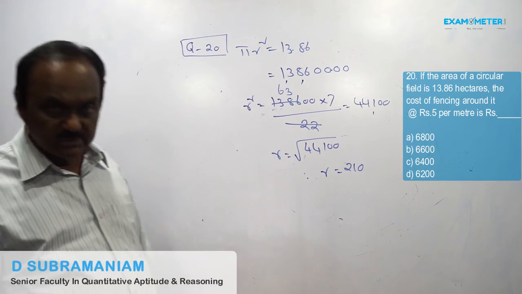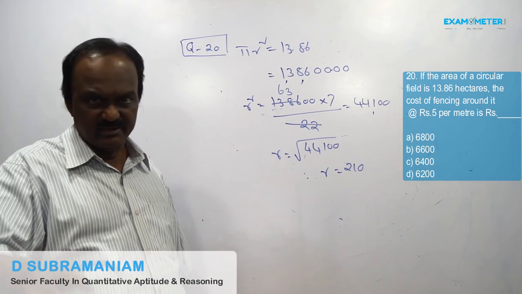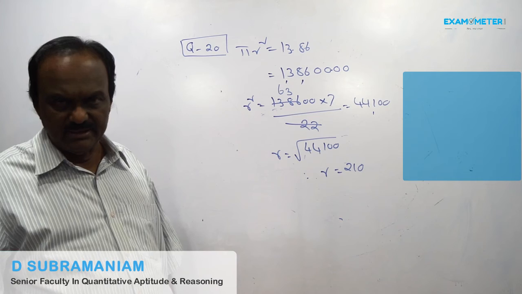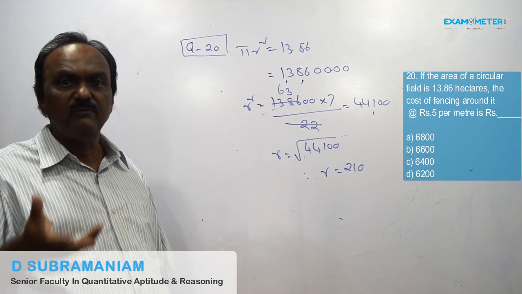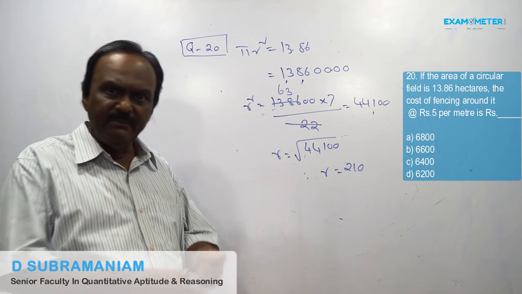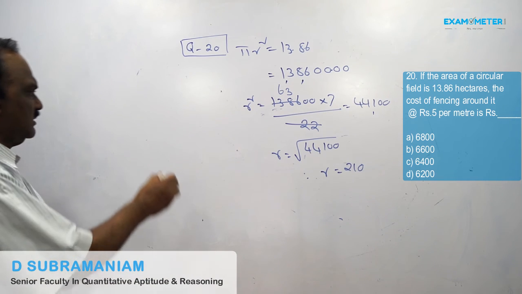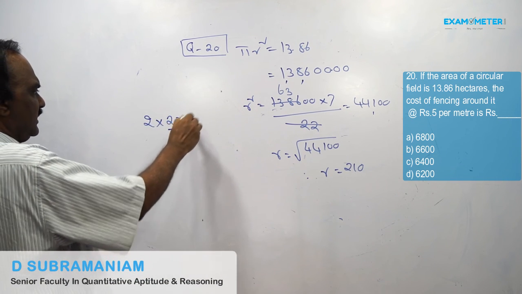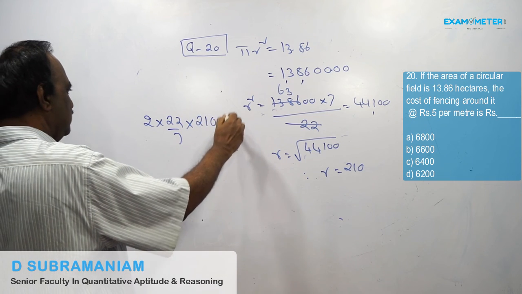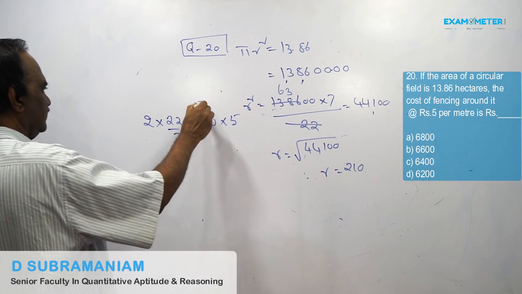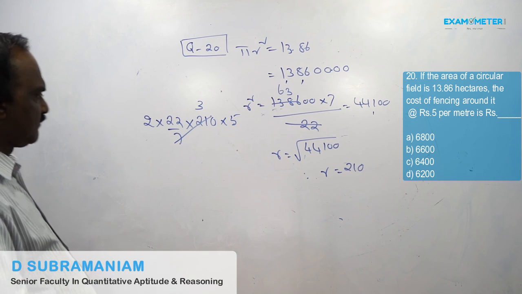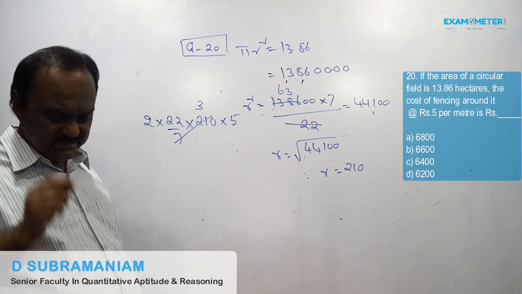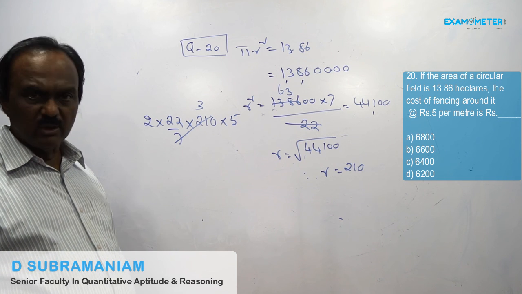Before finding out the cost of fencing, we have to find out the perimeter. Perimeter is nothing but circumference of the circle. Circumference of the circle formula is 2 pi r. If you multiply this, you will get 6600. So answer is B, 6600.